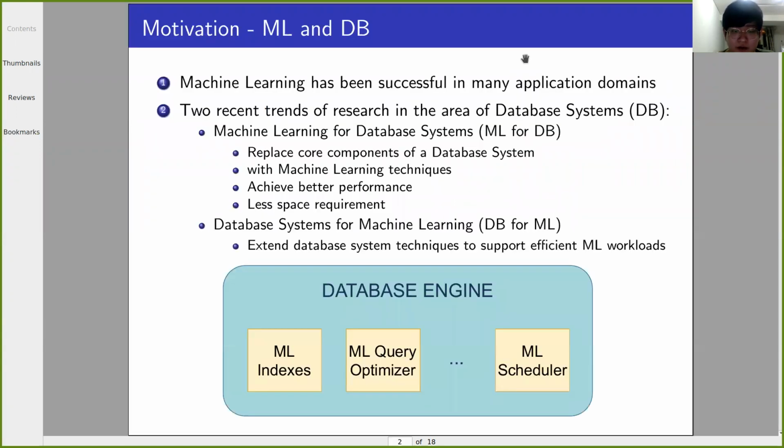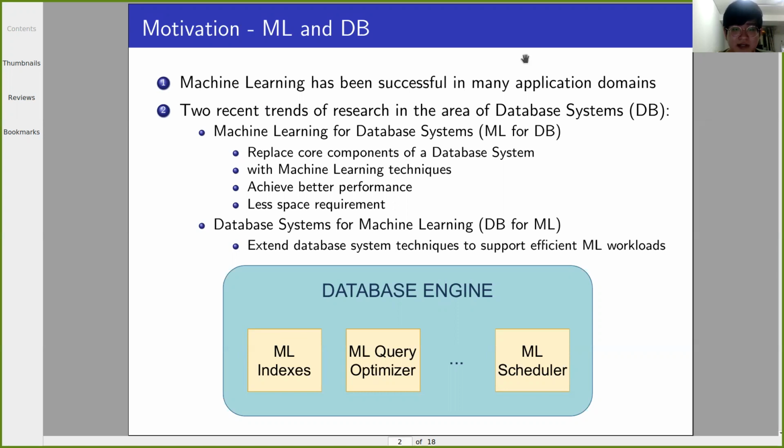Recently, as we all know, machine learning has been widely developed and has also been successful in many different application domains. As database researchers, we easily find there are two popular trends of research in the DB area. The second one is just DB for machine learning. This is not the main part of today's talk. And the first one is machine learning for database systems.